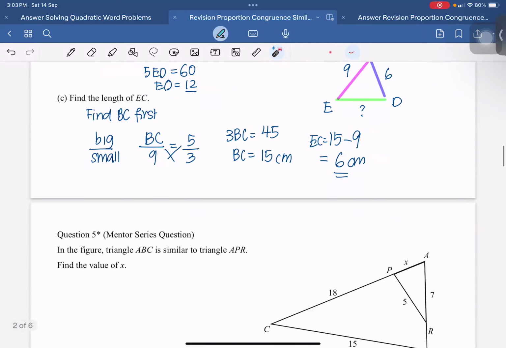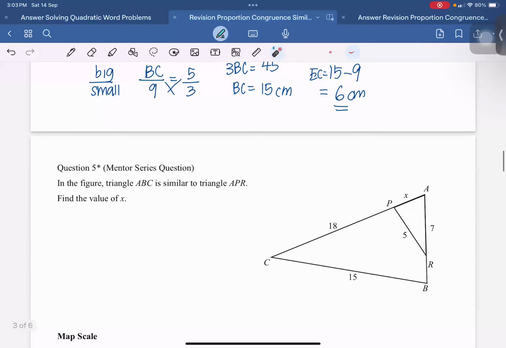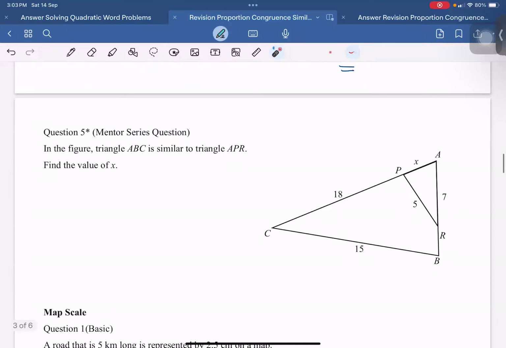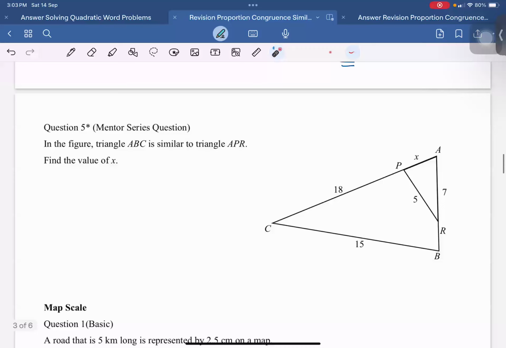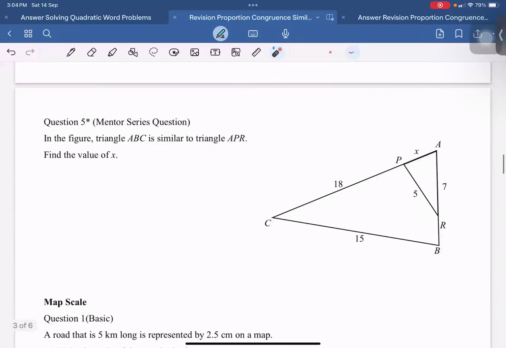Then the next question, this one also teacher's favorite. I'll do this as my last question, okay? Some of them who attended late, I don't know, but I'll just finish up this one. This question here says triangle ABC similar to triangle APR. So for me, I'll draw out another triangle.